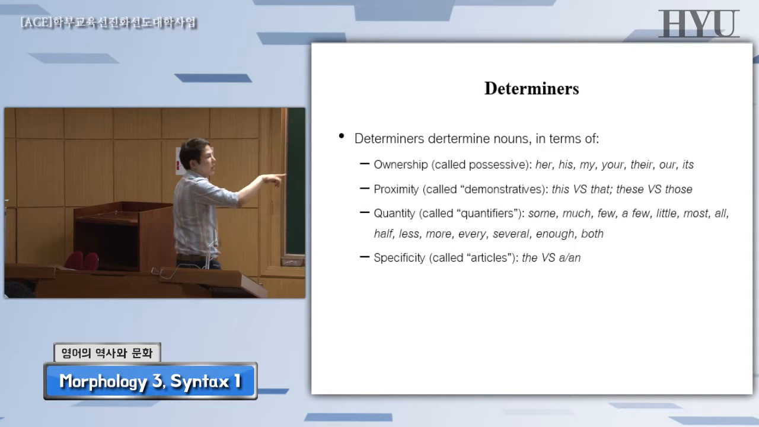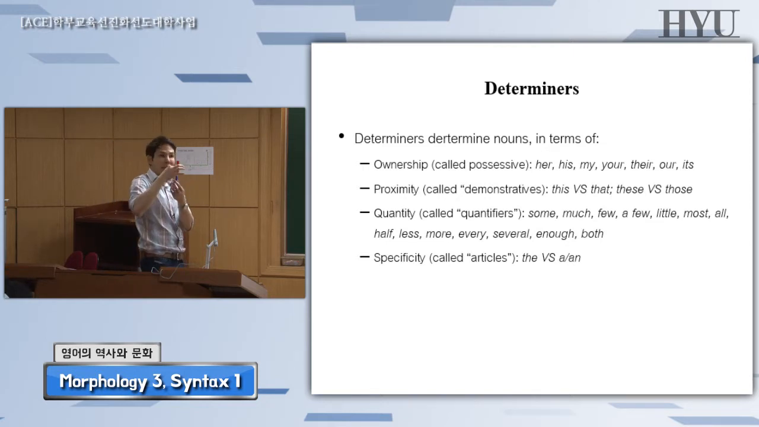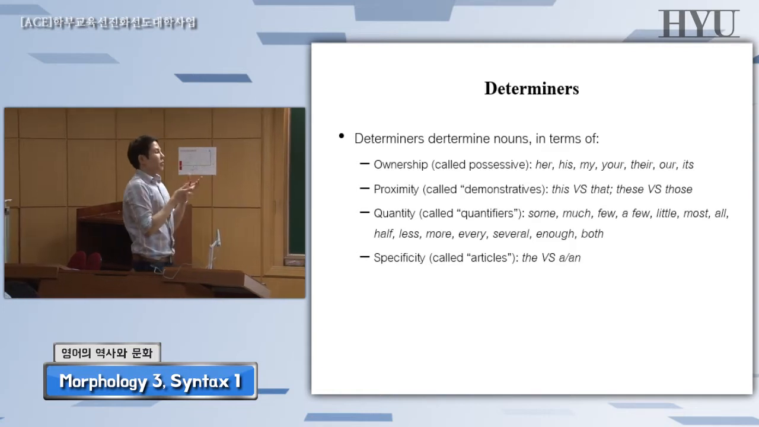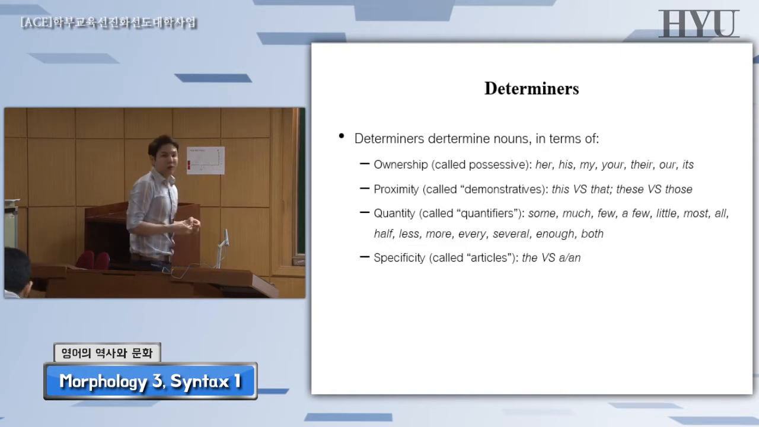Or proximity, you call these demonstrative determiners. This and that, this is close, right? This pen. But when you refer to the pen over there, you have to say that pen because it's further away from you than from me. It's close to me, so I use this, and that is for further away objects, right? These for close reference, but those for far away reference, just for plural. Quantity, or you call them quantifiers: some, much, few, a few, little, most, all. So these words have to do with whether you have a lot or just a little, right? They have to do with numbers, including 1, 2, 3, 4, 5, like that, or first, second, third. All of these are quantity related, okay?